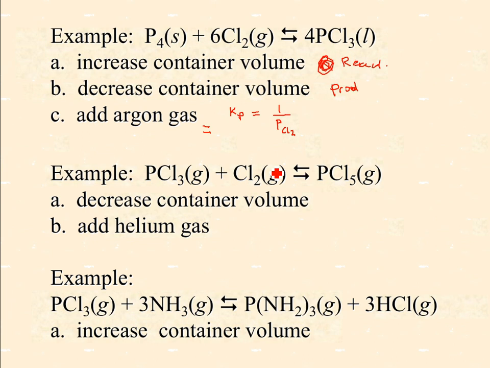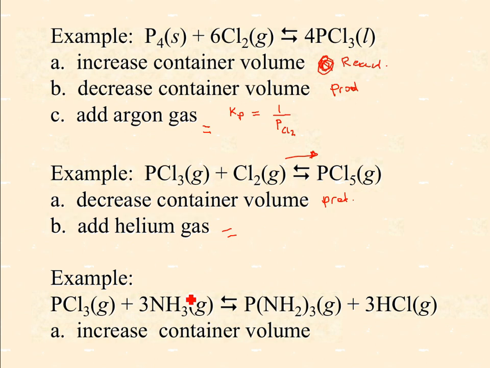Let's see. We have 2 moles of gas on the reactant side, 1 on the product side. If we decrease container volume, we're going to be product favored because there's fewer moles of gas. If we add helium gas, what's going to happen to our equilibrium system? Well, since all the gases are present in the same equilibrium, nothing.